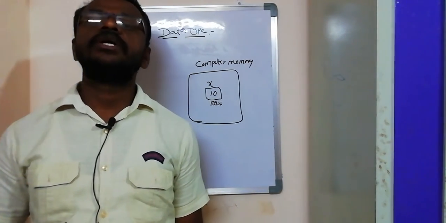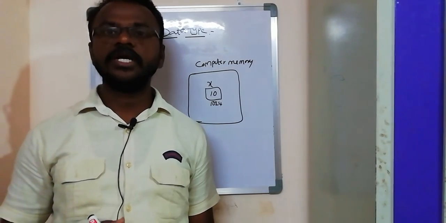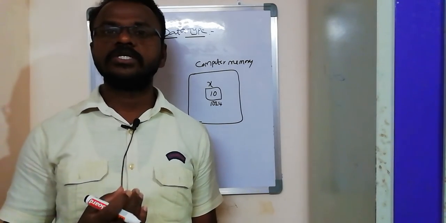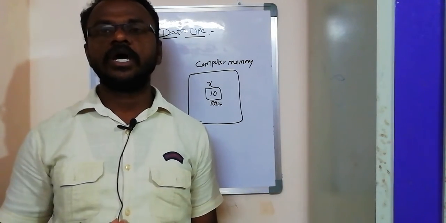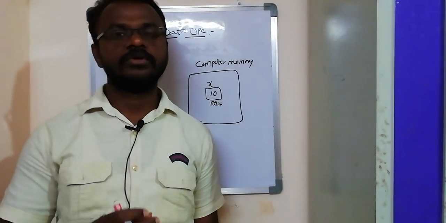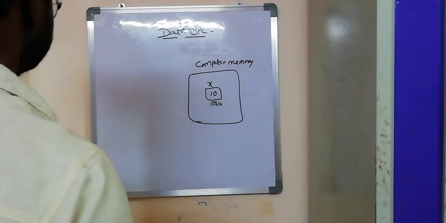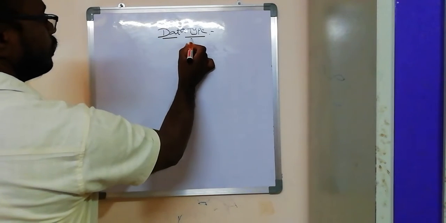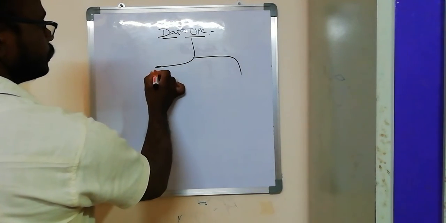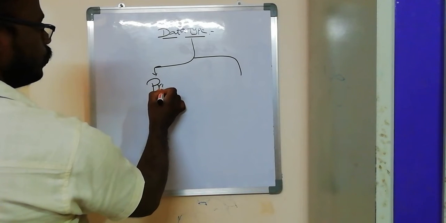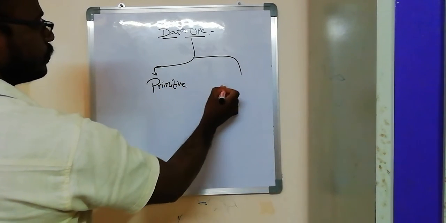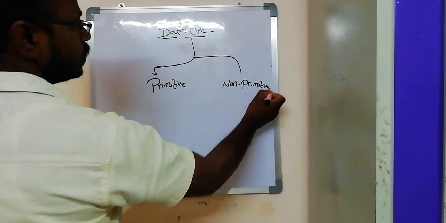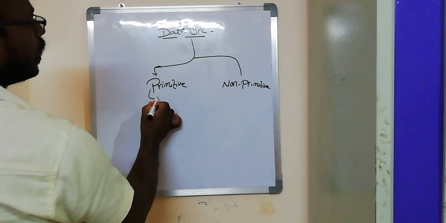How many types of data types are there in C language? Data types are divided into two types in C programming. One is the primitive data type, and the other is the non-primitive data type, or derived data type. The data types are divided into two types: the first one is primitive data types, the second one is non-primitive data types.